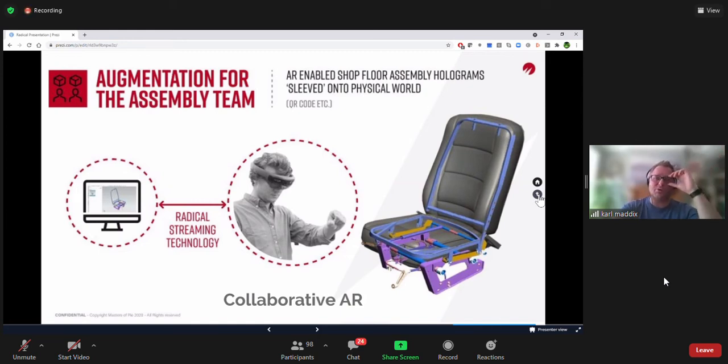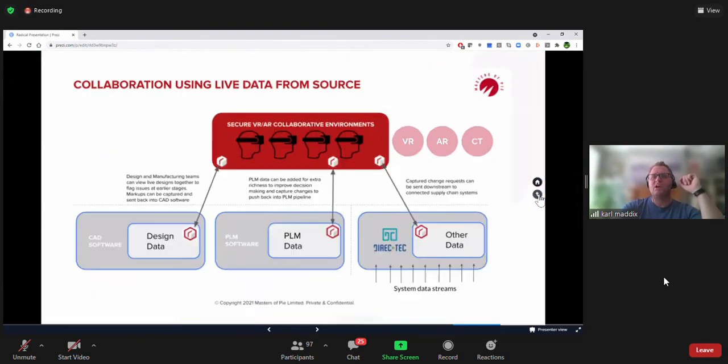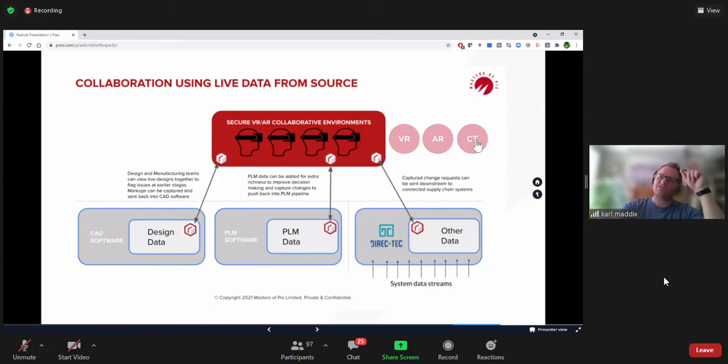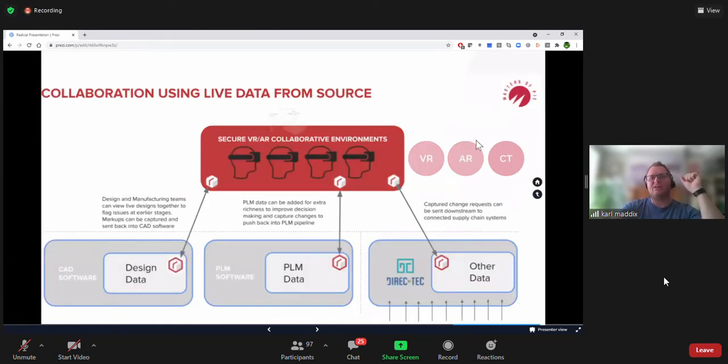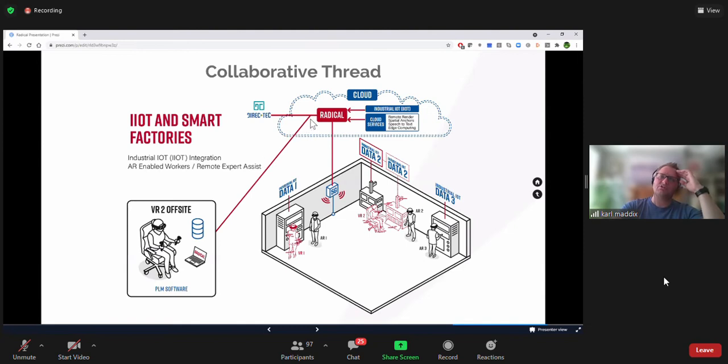We do work with the British Army now, building augmented reality for defense purposes. And the mobile nature of augmented reality does mean that the real world starts to become a factor in your conversation as much as sitting behind a desk looking at digital data. Which brings me to CT here, which is what we call the collaborative thread. And that's how Radical starts to sit centrally in a much more complex landscape.